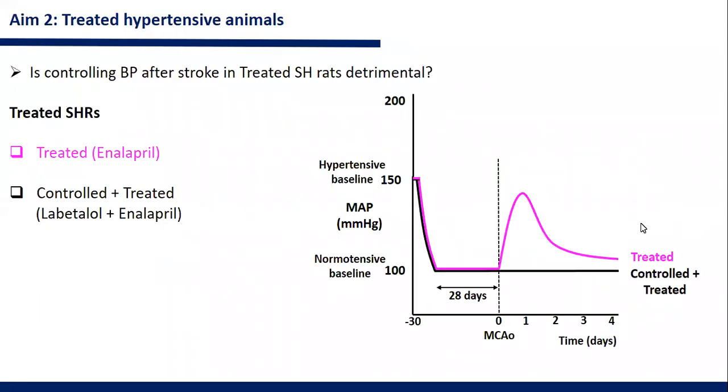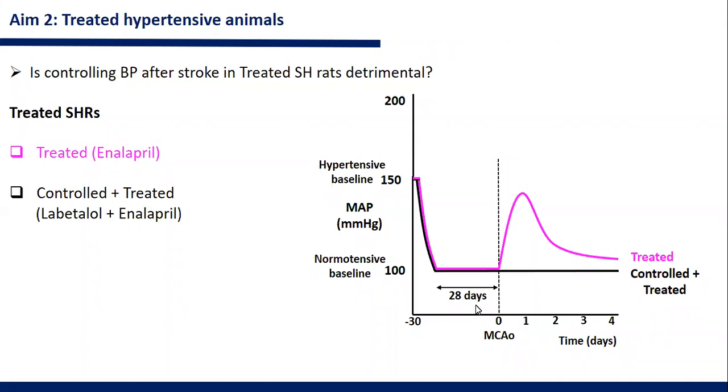Now the second set of experiments was designed around the research question of what happens while controlling the blood pressure after stroke in spontaneously hypertensive rats already treated before stroke. Hence, the antihypertensive medication enalapril was given in the water for 28 days to hypertensive animals to keep the blood pressure at the normotensive level before inducing the stroke. After inducing the stroke, enalapril was continued in the treated group, while additional treatment was given with labetalol for 3 days in the control plus treated group.